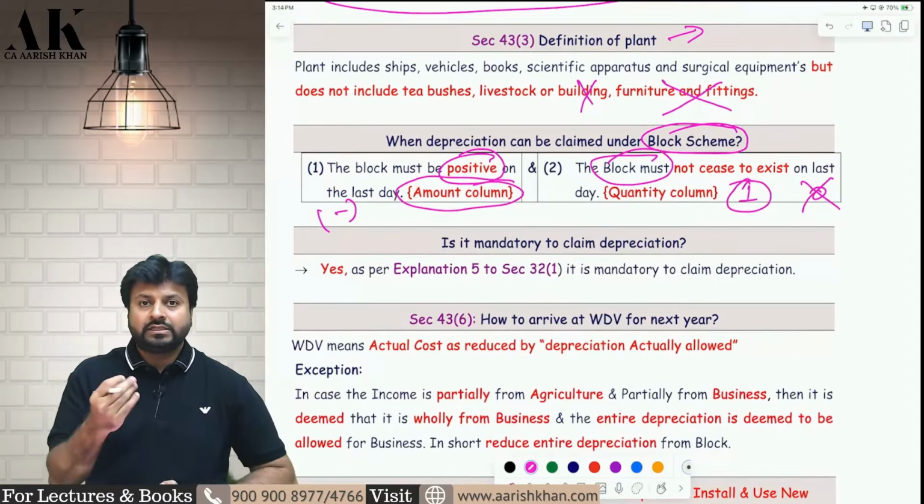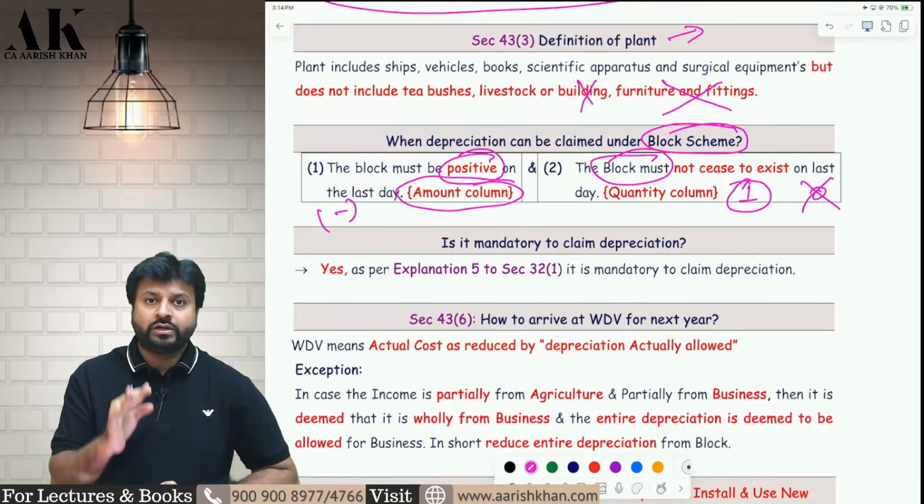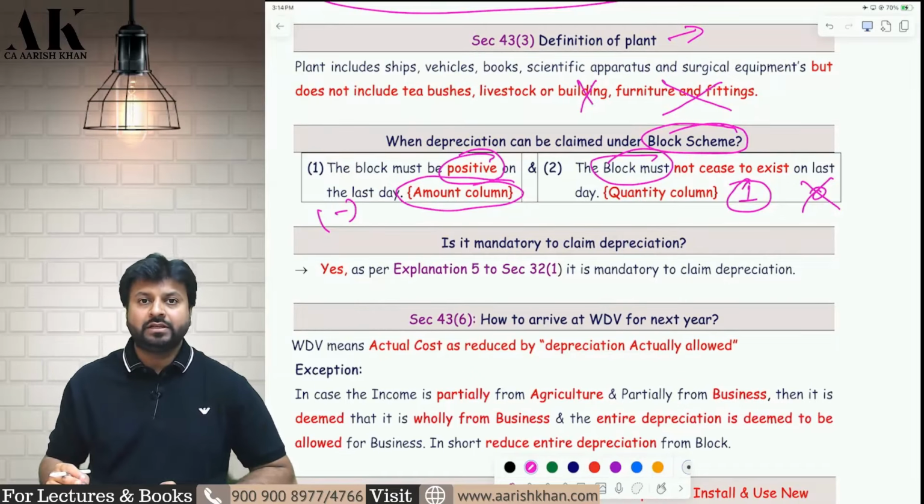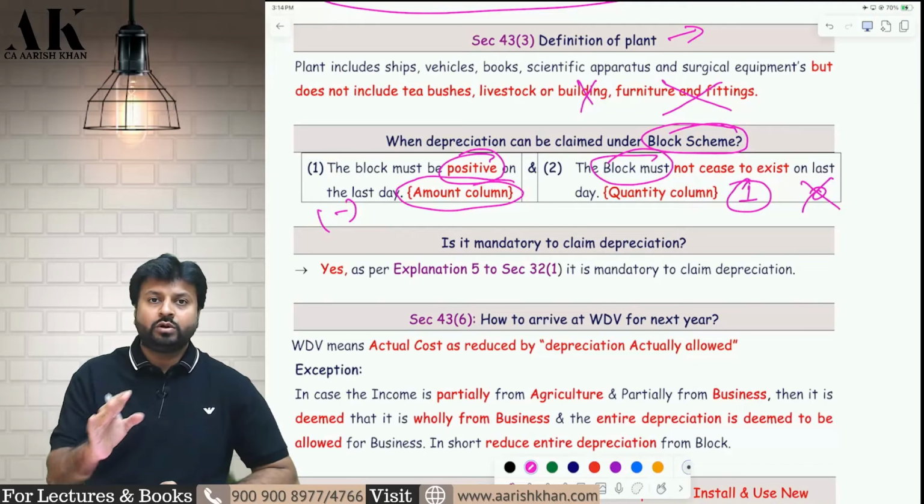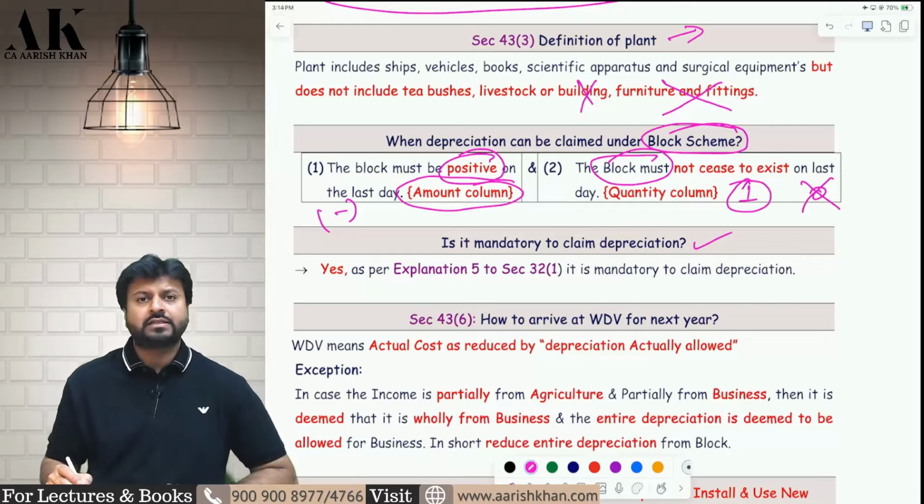Next point. Is it mandatory to claim depreciation? Absolutely yes. It is not optional to claim depreciation. You cannot make an excuse that I don't want to claim depreciation. You have to claim depreciation. It is mandatory for every assessee to claim depreciation.